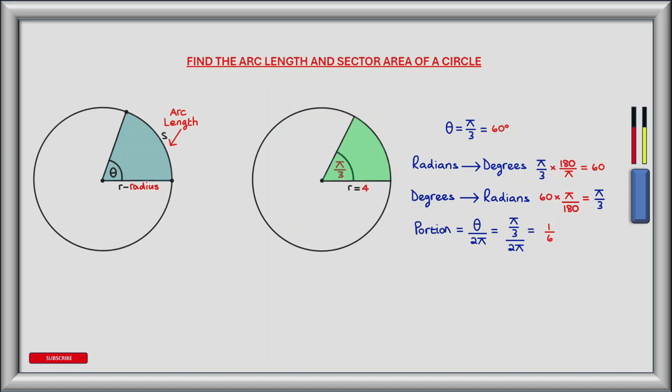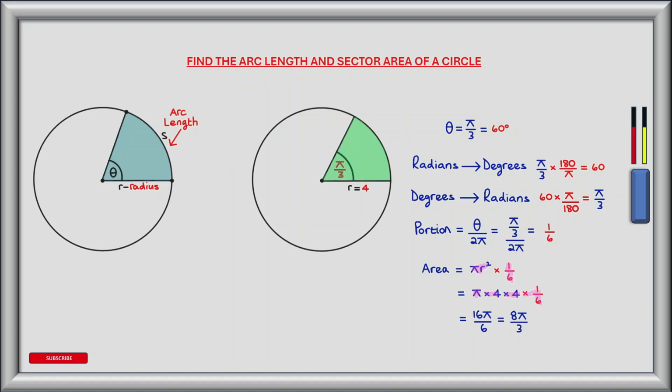As before, it's the subtended angle theta divided by the angle that makes up a circle, which in radians is 2 pi. Therefore, we have theta, which is pi by 3, divided by 2 pi, which equates to 1/6. So now if we take our fraction, which is 1/6, and multiply it by the area of our circle, which is pi r squared, we get pi multiplied by the radius squared.